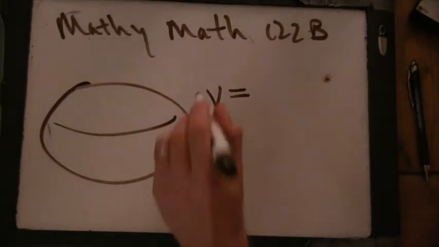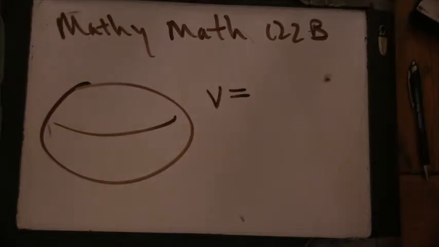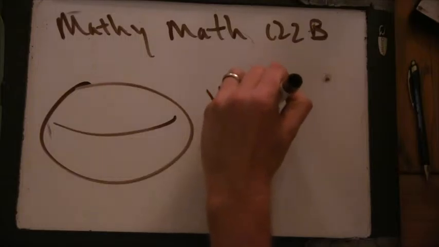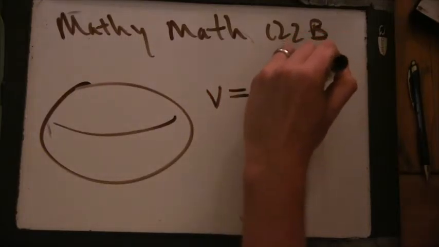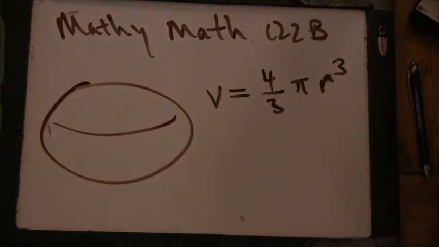We can definitely talk about the volume. Do you remember what the formula is for the volume of a sphere? 4/3 pi r cubed. Okay. And what's the analogy in 3 dimensions to circumference? Surface area?